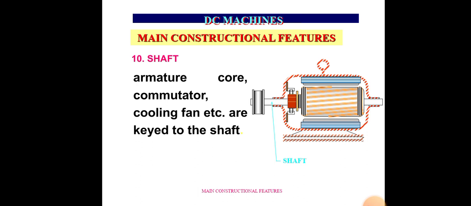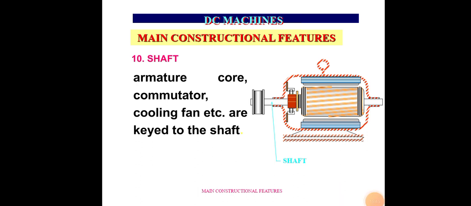So depending upon the excitation of the field winding, generators are classified into two types: self-excited and separately excited. The self-excited DC generator is again classified into three types. Depending upon the field winding and armature winding connections, they are shunt, series, and compound.